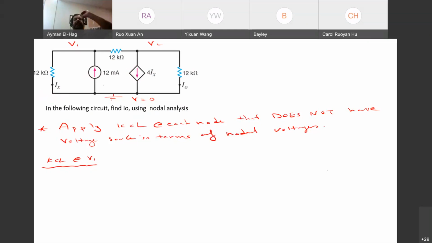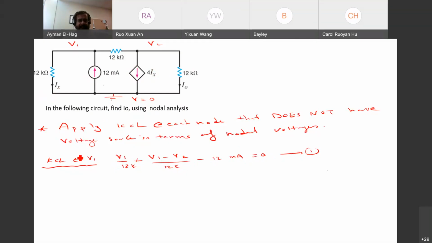Now you see Ix. Forget about Ix, I don't care about Ix. What I care about here is to have a KCL in terms of V1 and V2. Anything else, I don't care about it. So this current going down becomes V1 divided by 12K, plus this current going to the right, V1 minus V2 divided by 12K, and then minus 12 milliamp equals 0. One equation, two unknowns. So I need one more.